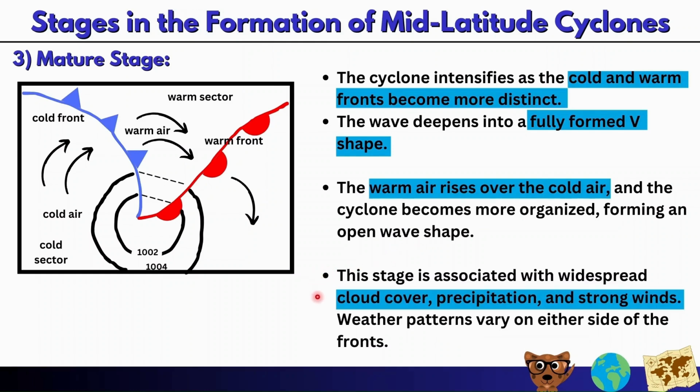Now this is a very important point, right? Now we are discussing the weather associated with this stage. So this stage is associated with widespread cloud cover, precipitation, and strong winds. Now weather patterns may vary on either side of the fronts. Remember, because one is a warm front and one is a cold front, they both will bring different weather patterns.